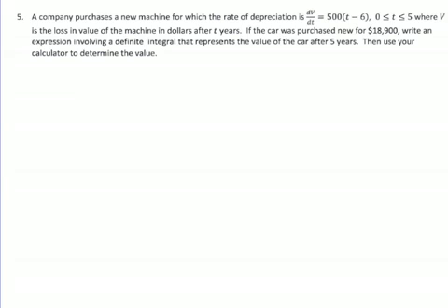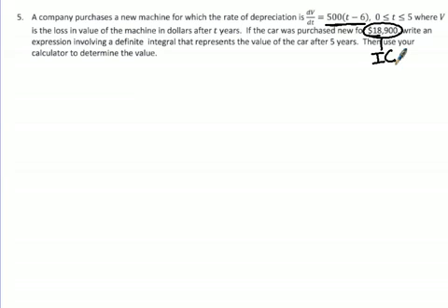Question number 5, a company purchases a new machine for which the rate of depreciation is given by this function dV/dt as long as t is between 0 and 5. And V is the loss in value of the machine in dollars after t years. The car was purchased new for $18,900. That's an important number. That's going to be our initial condition, the initial value of the car.